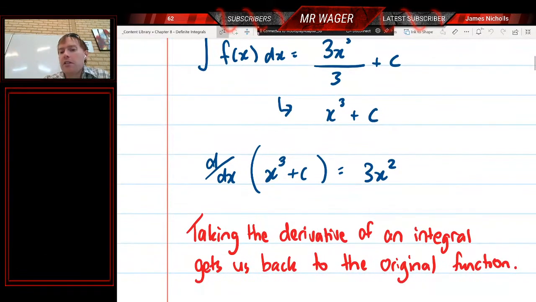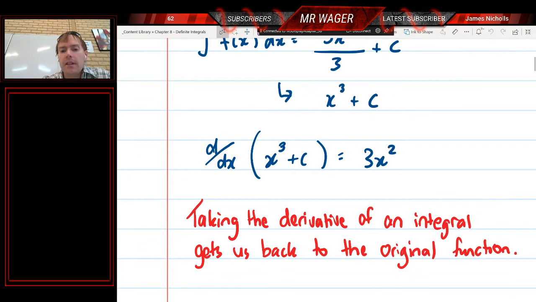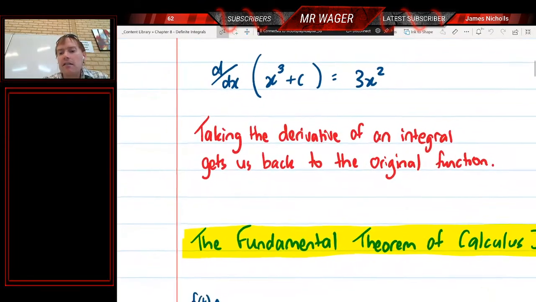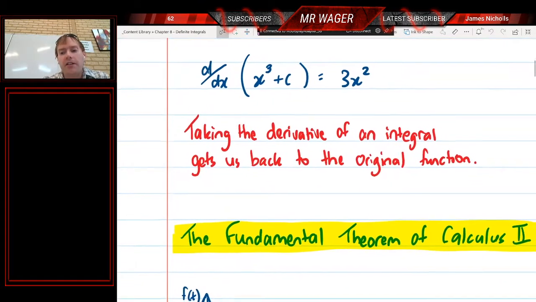So taking the derivative of an integral gets us back to the original function. It's all because those two things are complements of each other. They are opposites in a way. So if you do the derivative, it's the opposite of antiderivative, and vice versa. Inverse functions. Okay, so let's talk about this fundamental theorem of calculus, the second one.